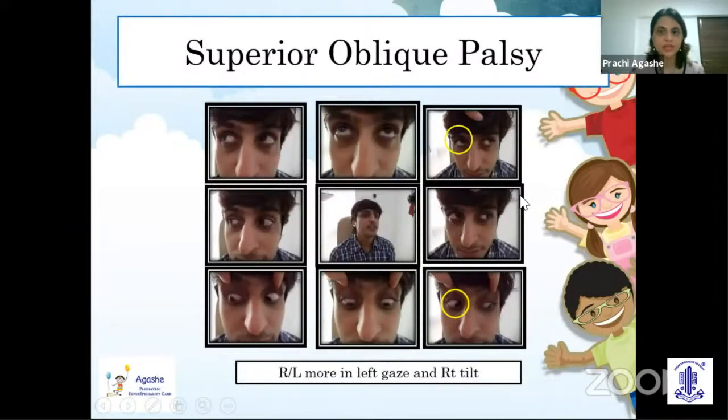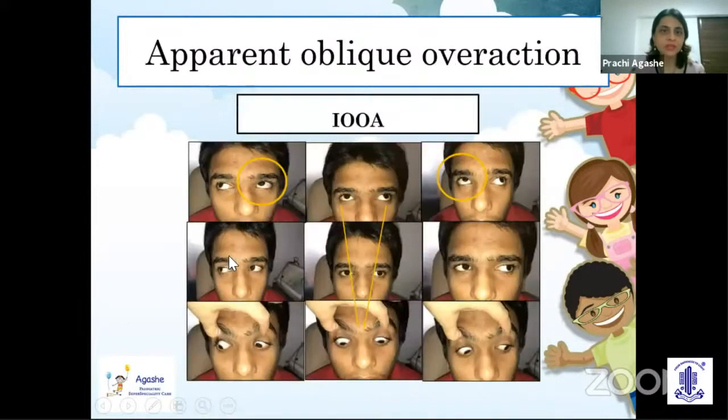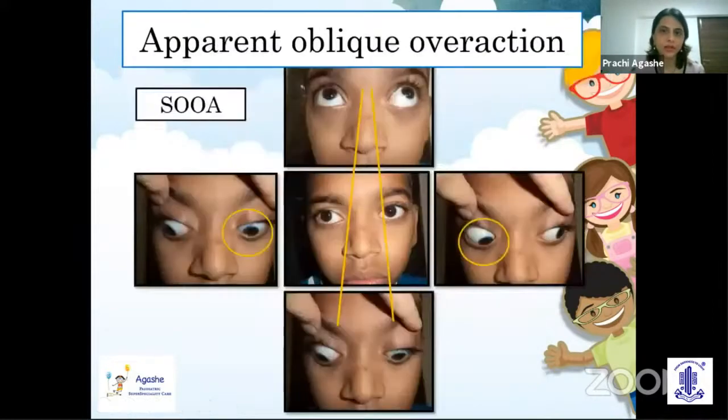If you can see that the vertical deviation is more on the left side as compared to the right side, and hence the head posture is present. Now, there can be apparent oblique overactions in the form of inferior oblique overactions, which can be seen as overelevation and adduction. So many a times chin elevation or depression posture is taken to get binocularity in these conditions.